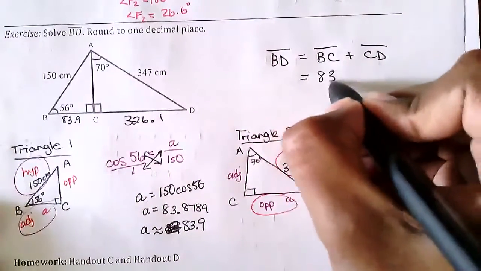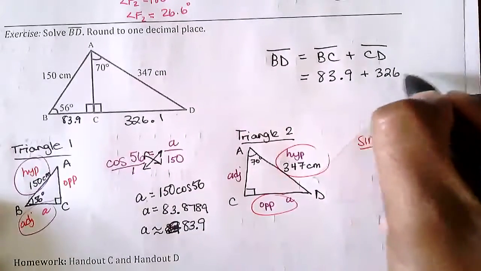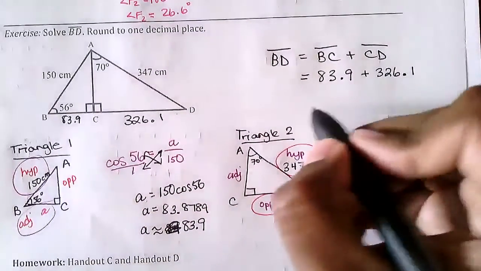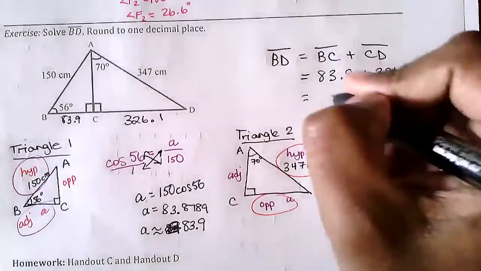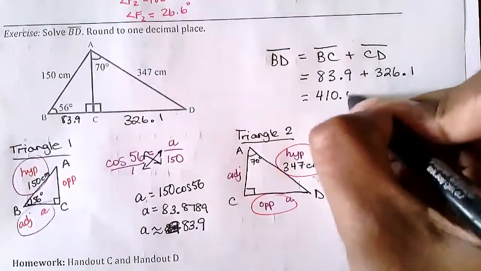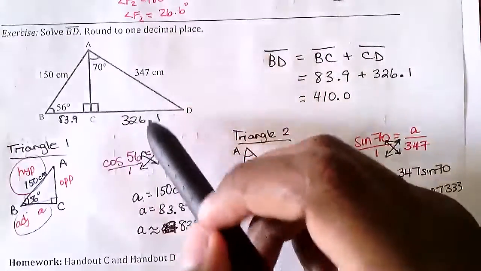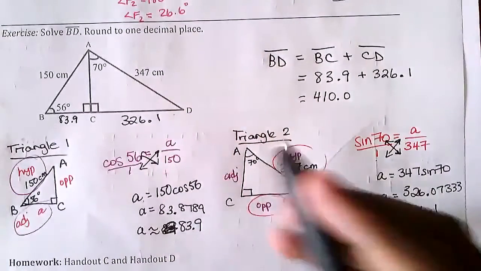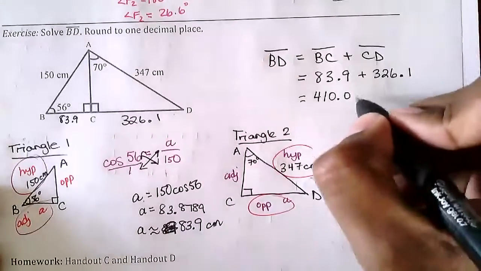I initially wanted to find BD, and I said that's the same thing as BC plus CD. Now I have BC, which is 83.9. I have CD, which is 326.1. And so when I add them, I have 83.9 plus 326.1. It gives me 410. They still wanted one decimal place, so I'm just going to do 410.0. And we can include units because all of these side lengths were in centimeters. So every side length that we calculated was also in centimeters.